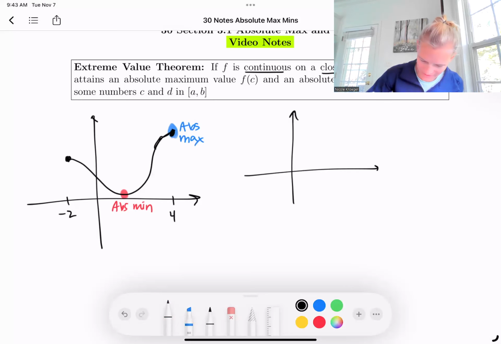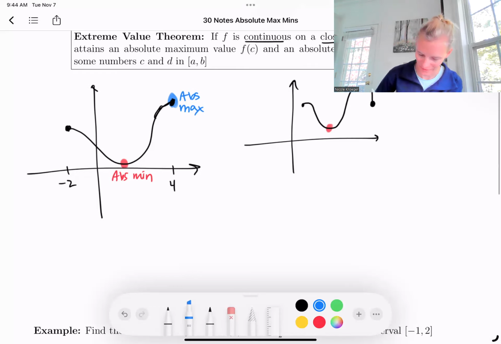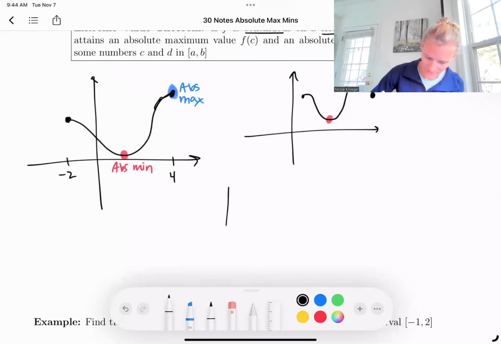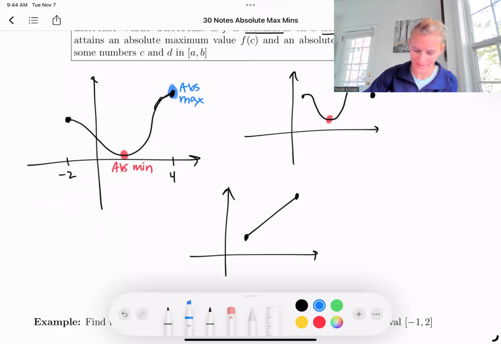Okay, let's draw a few other examples to see what else could happen. So we could draw something like this. So we've got our absolute min down here at a critical number, our absolute max up here, also at a critical number, both places where the derivative is 0. We could have something like this. Well, let's just draw a straight line. That's a continuous function on a closed interval. My absolute max is up here at an endpoint. My absolute min is also at an endpoint.